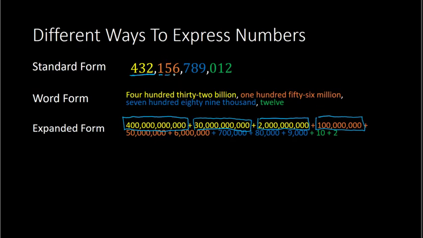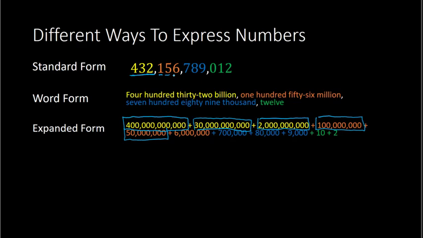And then we have the 5. So the 5 is in the 10 millions place. So we have 5 10 millions, or 50 million. So we add that right here. So we have 50 million right here.